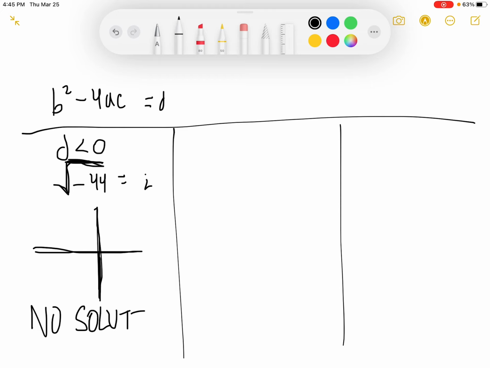And the solutions in this case would be our x-intercepts. So no x-intercepts. What could a graph look like that has no x-intercepts? Like this, because that means it wouldn't touch the x-axis. So that's one thing that can happen.